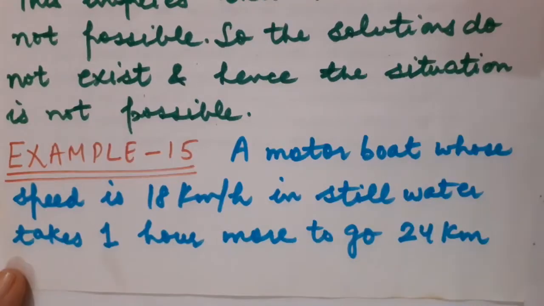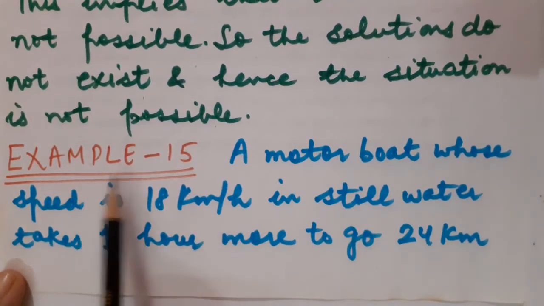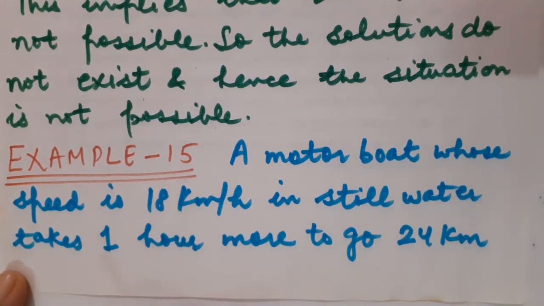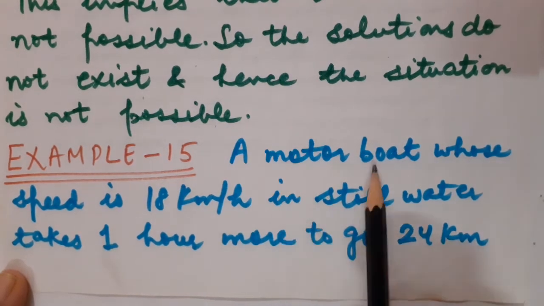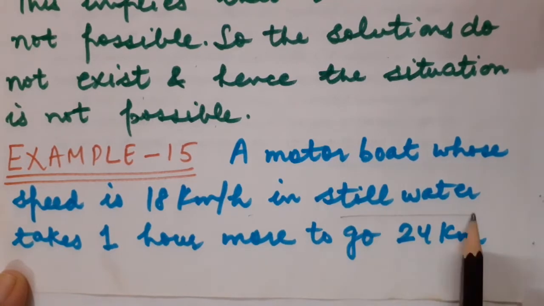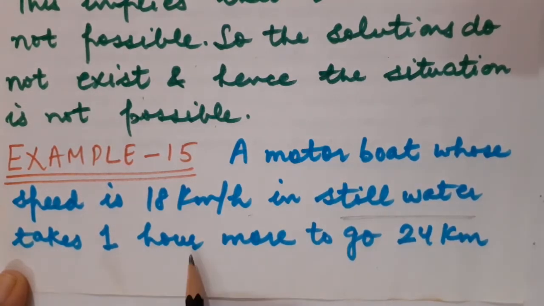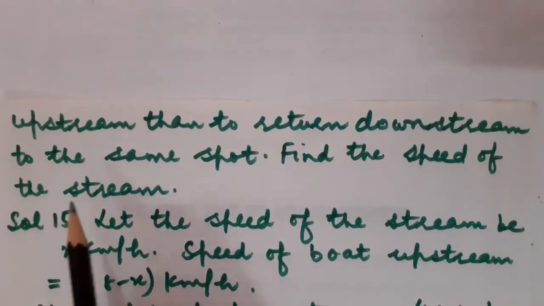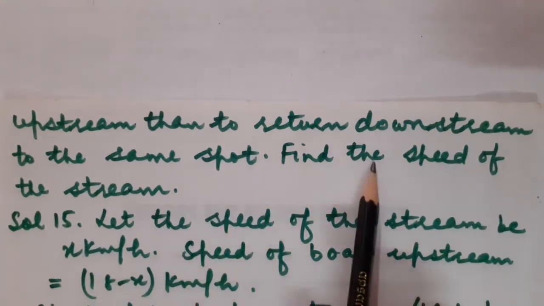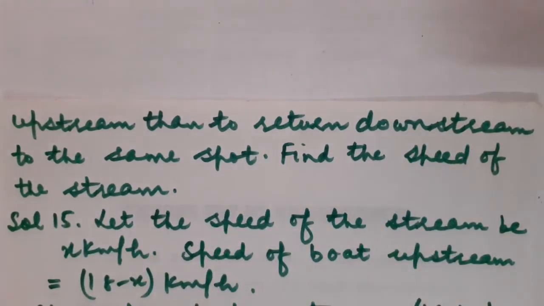Correct? Now children, I am going to take example number 15. This is a very important example, and it is based on the concept of upstream and downstream, which I have taught you in a previous chapter as well. Fine. So let us start. A motor boat whose speed is 18 km per hour in still water takes 1 hour more to go 24 kilometers upstream than to return downstream to the same spot. Find the speed of the stream.